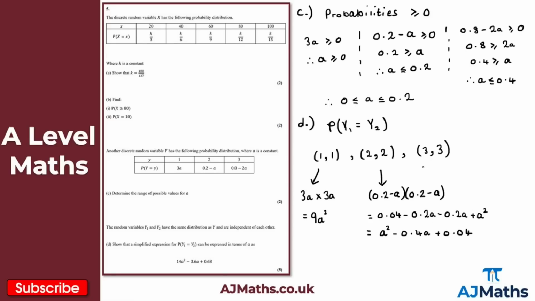And unfortunately, we run out a little bit of room here. So let's do 3, 3 over here. So we'll do it underneath this part here. So we'll just cross this out. Continue part D underneath here. So with 3, 3, that would be 0.8 minus 2a times by itself again. Just write the brackets out here. Times by itself again.